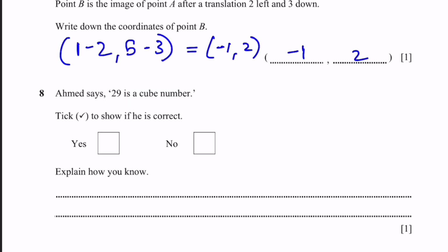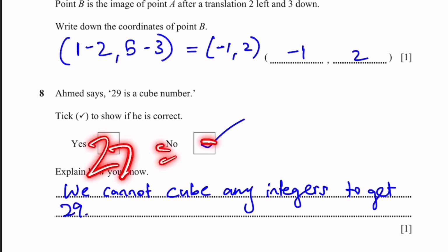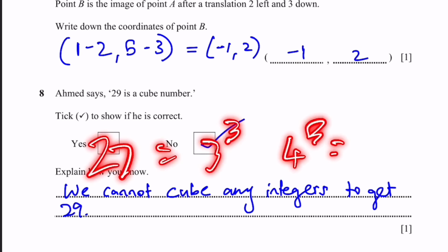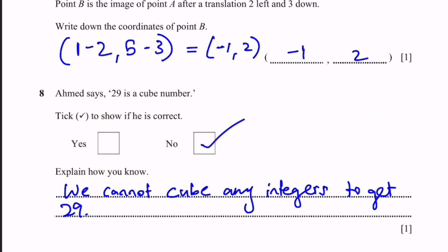Question 8. Ahmed says 29 is a cube number. Tick to show if he is correct, yes or no. Explain how you know. 29 is not a cube number because we cannot cube any integers, remember the word integers, to get the number 29. The nearest cube is actually 27, which is equal to 3 cubed. And then 4 cubed is equal to 64. And in between these are all decimals for the number which is cubed. And that's why 29 cannot be a cube number.